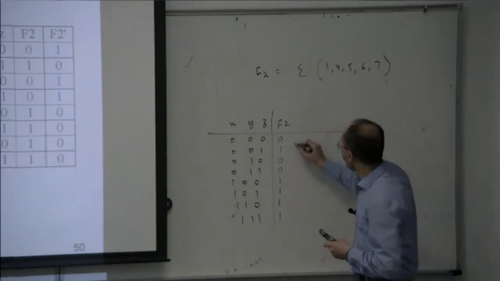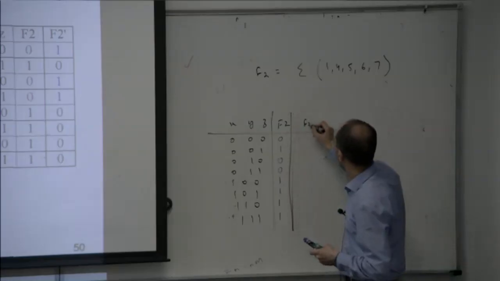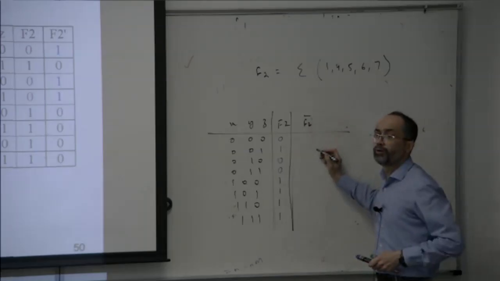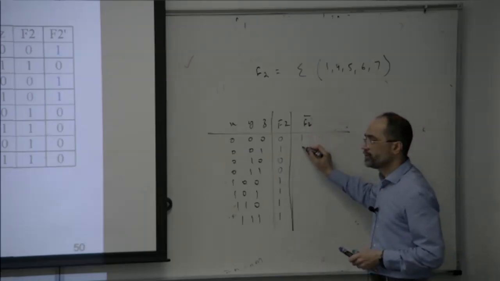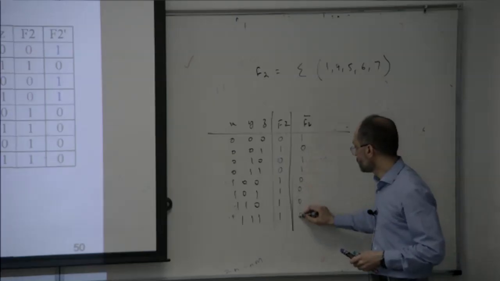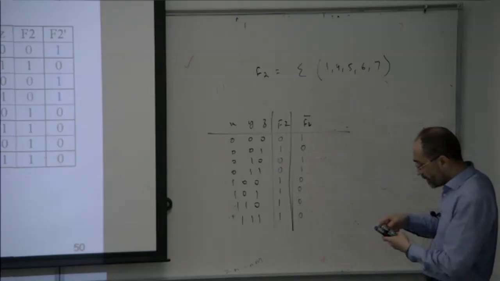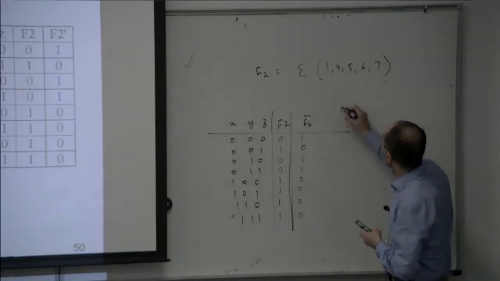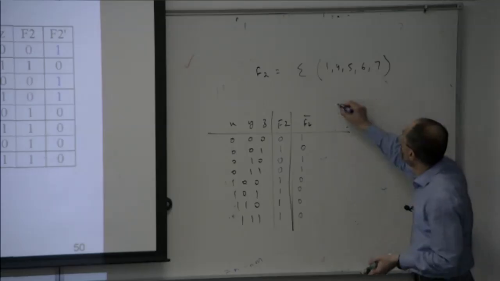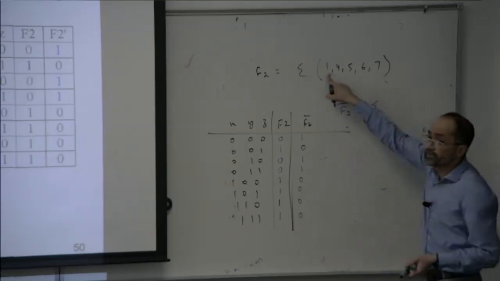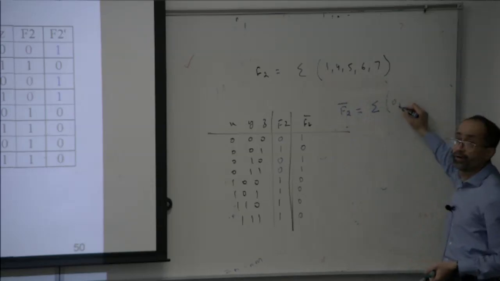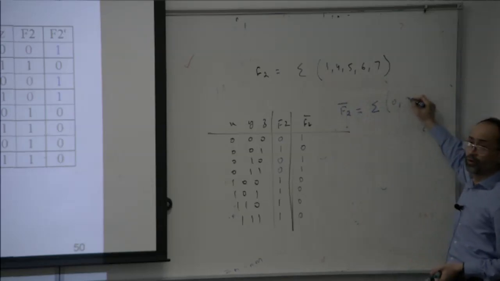Okay, now what will be F2 bar? What should be the output? 1, 0, 1, 1, 0, 0, 0, 0. So F2 bar is nothing but the remaining combinations. What is missing here? No, 0 is missing here. 0, 2.